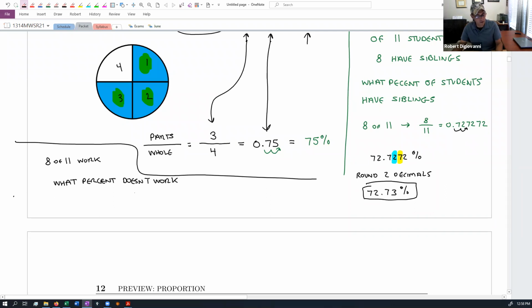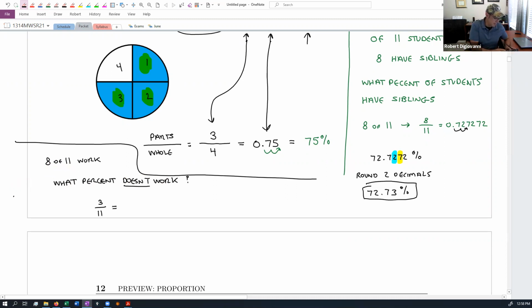So you have to be careful here because I'm asking how many of you don't work. 8 out of 11 of you do. I'm asking what percent of you don't. So someone want to tell me the fraction that I'm going to use here? 3 over 11, right? If 8 of 11 of you work, you have to figure out how many don't, which means there's 3 of you that don't, right? 11 minus 8. So 3 out of 11 don't work.